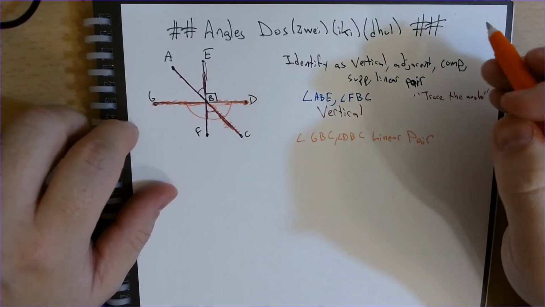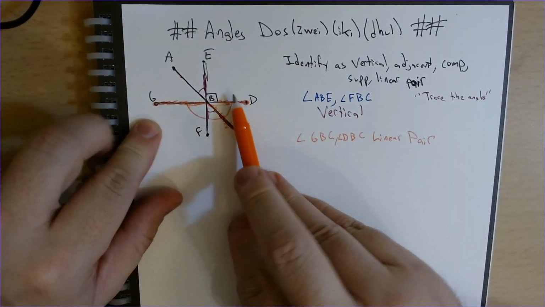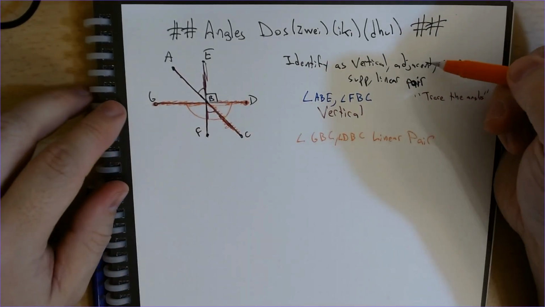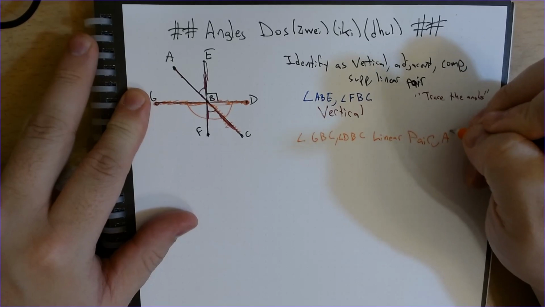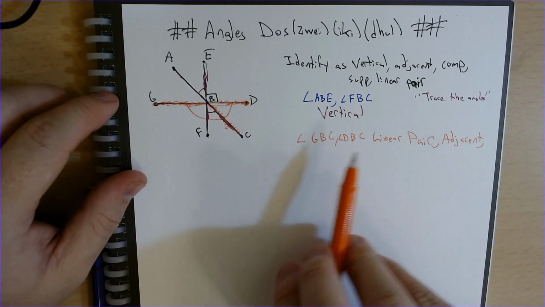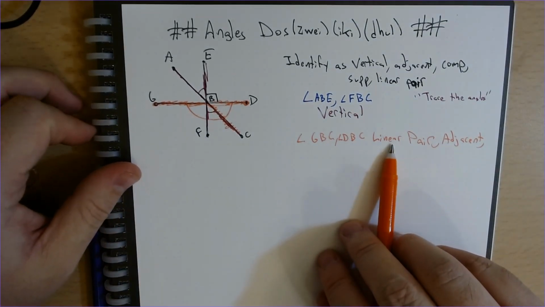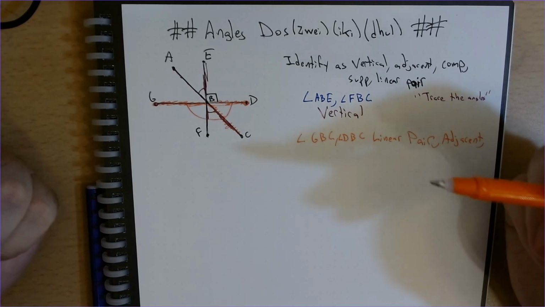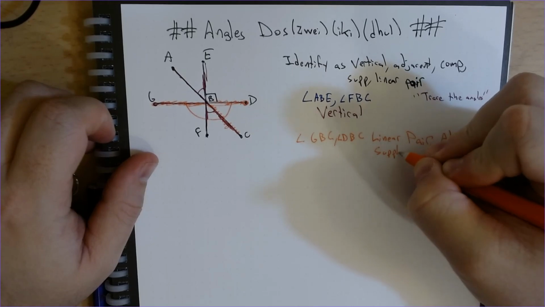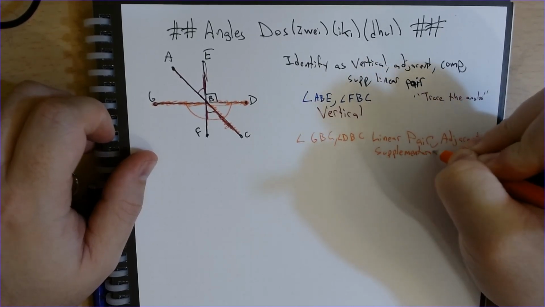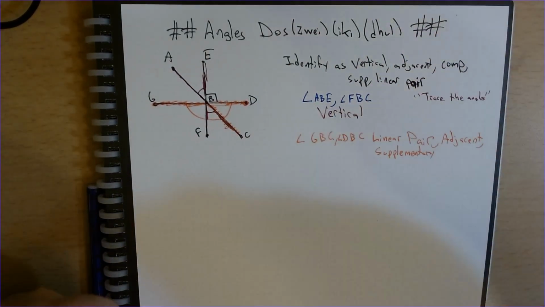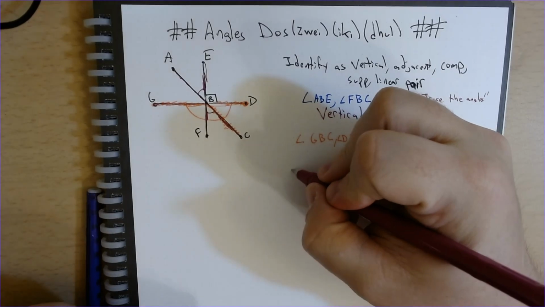But they're also right next to each other, right? Don't they share this middle side, and we have this angle and this angle here? That's also adjacent. So these can have more than one. Also, a line is exactly 180, so they combine to make 180 degrees, which is the definition of supplementary. So just as a note, if you ever think it's a linear pair, it's also going to be adjacent and supplementary.